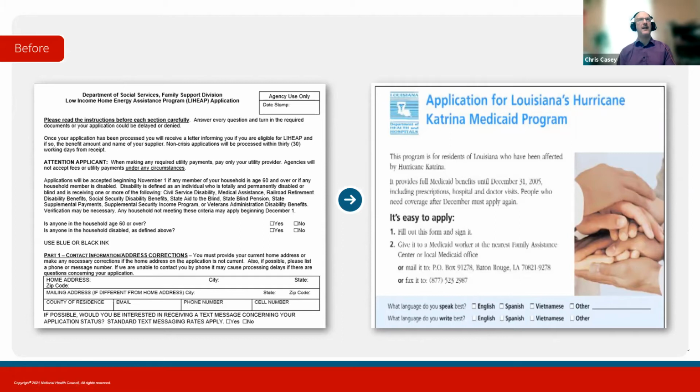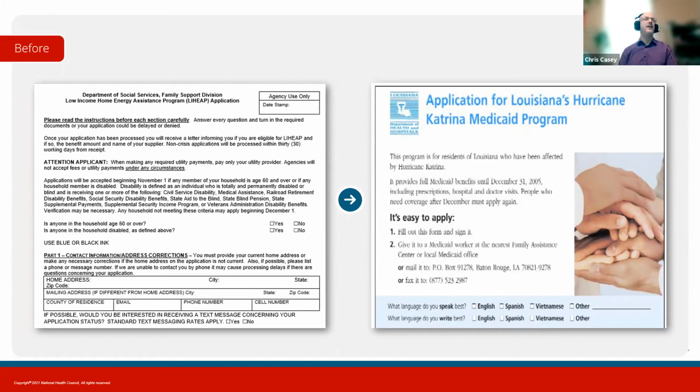So here's what this is: application for Louisiana's Hurricane Katrina Medicaid program. This program is for residents of Louisiana who have been affected by Hurricane Katrina. So it says what it is, it says who it's for, and then it says what it does. It provides full Medicaid benefits. This is kind of old now, but until December 31st, 2005.